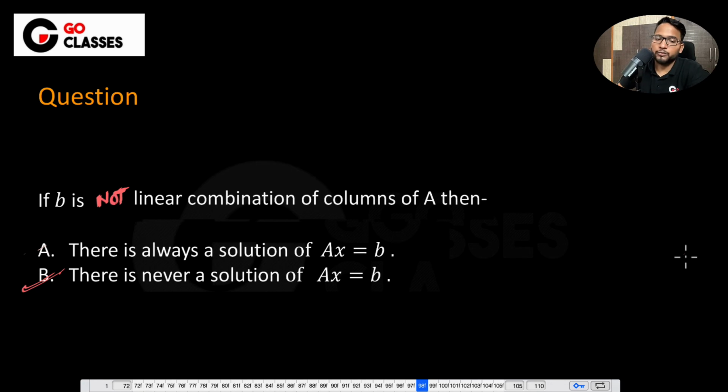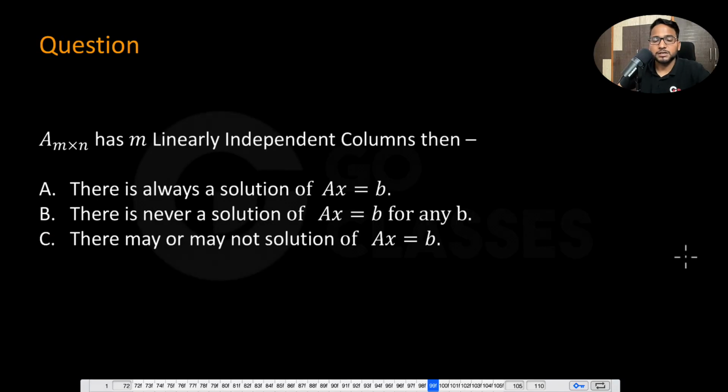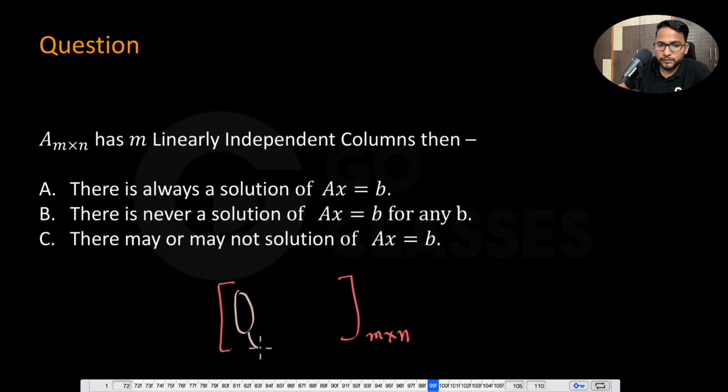Now let's solve one or two more questions. Okay. Let's solve this question. This is even a little bit tougher than the previous question. What they are saying is that A is given to you, which is an M cross N matrix, which means there are M rows and N columns. If there are M rows, then each column is basically in Rm, and the number of columns is N.